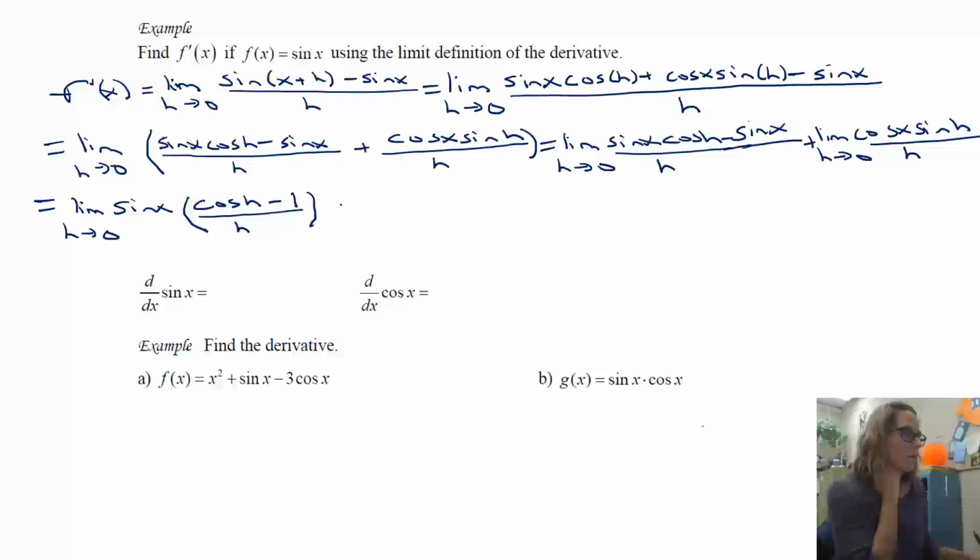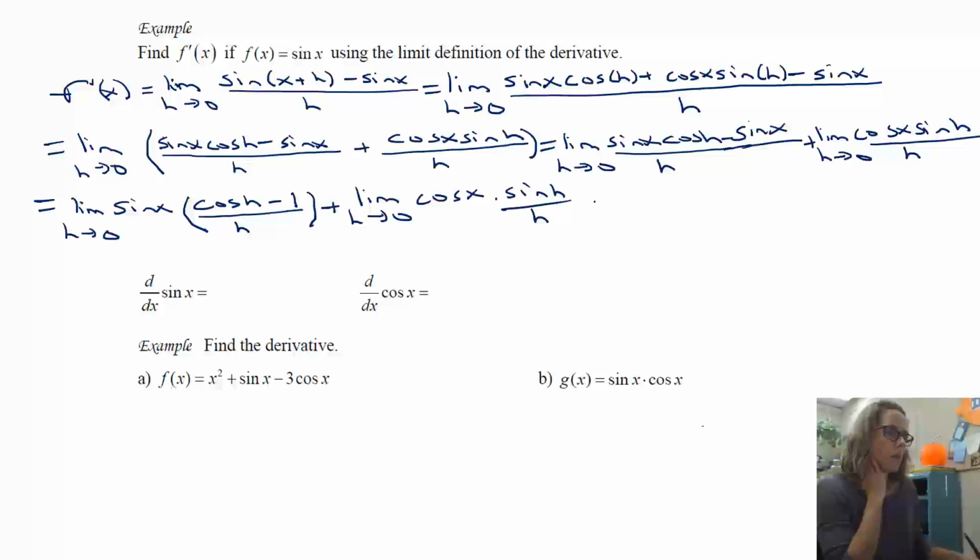Now, that's going to be added to the limit as h goes to 0. Remember, we always have a point here, just getting there. Cosine x, and that's going to get multiplied by sine h over h.